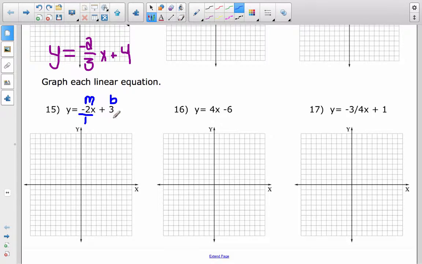And the b tells you where to begin. So I'm going to find the y-axis. I'm going to count up +3, and I'm going to put a dot. My slope, -2 over 1. So my rise is a -2, so I'm going to come down 2, 1, 2. My run is a +1, come to the right 1. Again, we go down 2, right 1, down 2, right 1. I'm going to say put at least 3 dots on your line, and then go ahead and draw me a line connecting the dots.